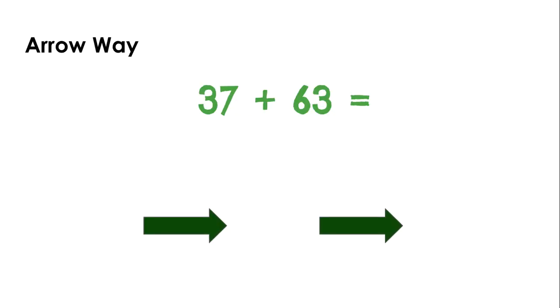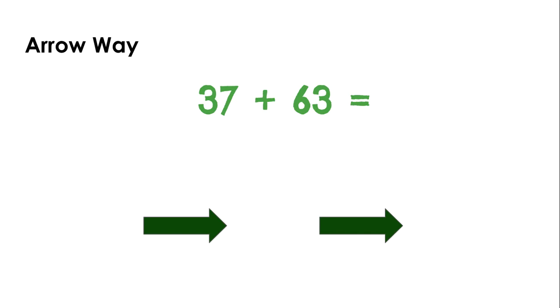So let's explore. If I'm looking at the problem 37 plus 63 equals something, I of course can jump right in and do this in vertical form. And if you're in my class, we talk about it all the time. Is that the most efficient way? Is that the best way to solve? Sometimes yes, and sometimes no.